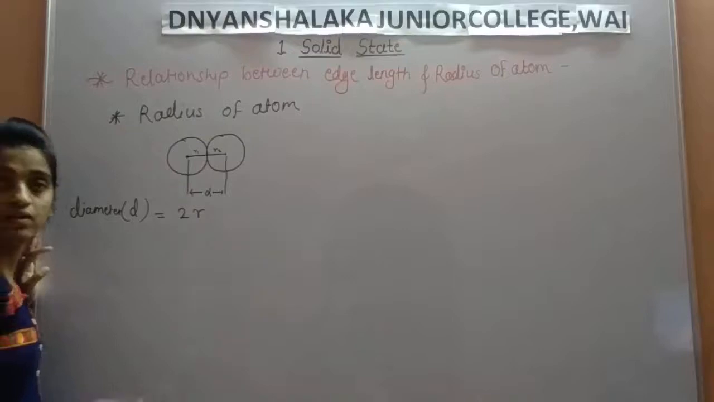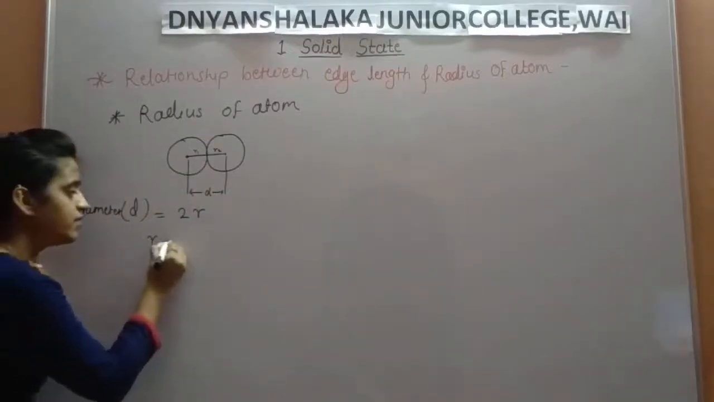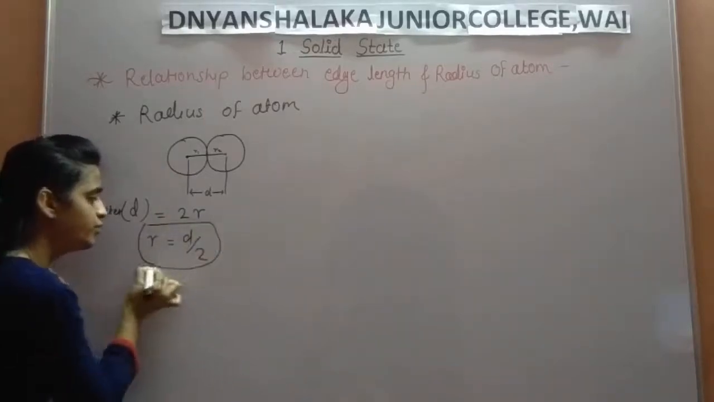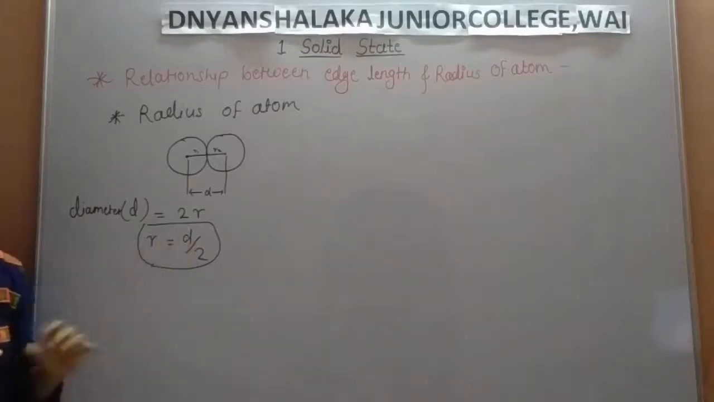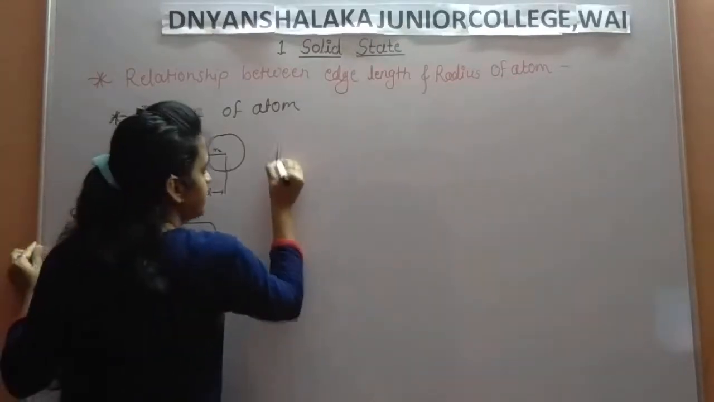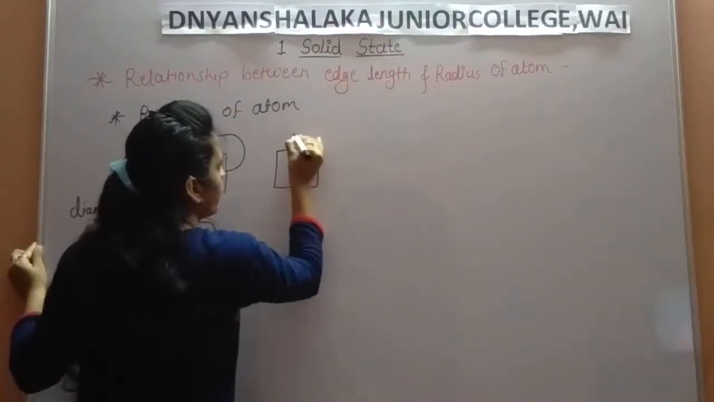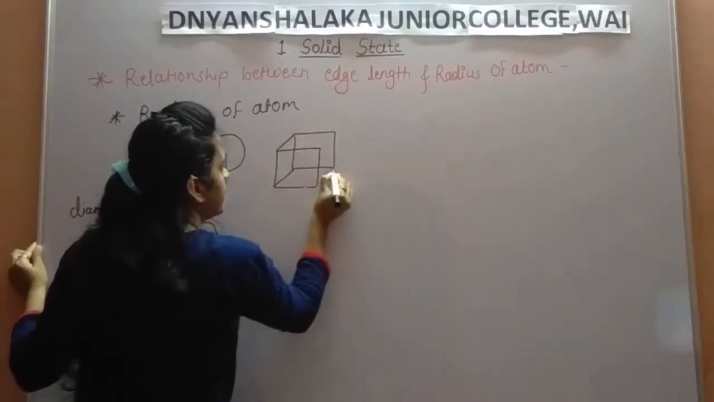So how to find out the radius for these two spheres? R is equal to D upon 2. This is the first, radius of atom. How to calculate radius? Diameter upon 2. So various types of atoms are arranged in different unit cells. We consider first a simple cube, meaning a simple crystal lattice.